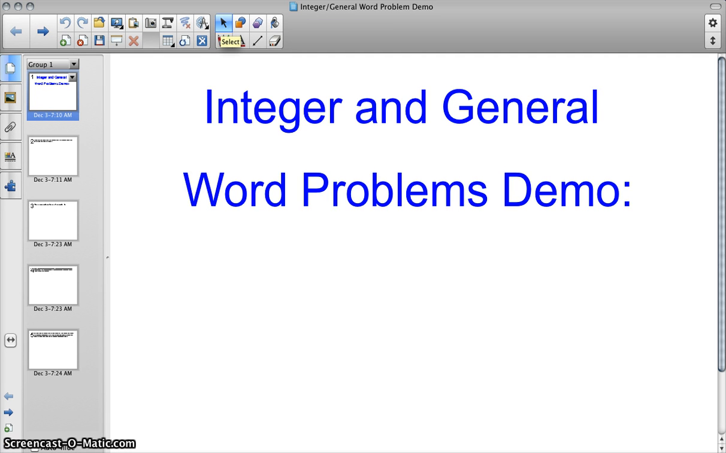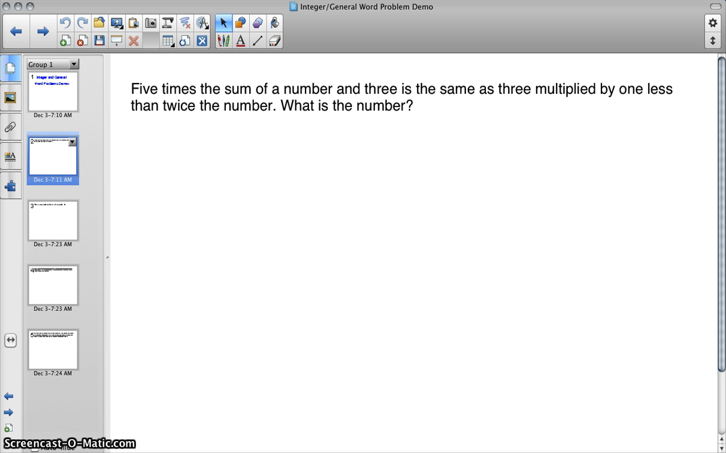Today we're going to talk about integer and general word problems. So, let's get right to it. Our first problem is 5 times the sum of a number and 3 is the same as 3 multiplied by 1 less than twice the number.